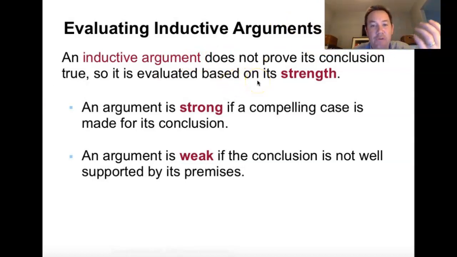Right, so the way we evaluate inductive arguments is just through their strength. It doesn't prove its conclusion; we evaluate it on whether it's a strong argument or a weak argument. It's strong if it makes a compelling case for its conclusion. So that usually includes many premises, basically, many supporting examples. And it's weak if the conclusion is not well supported by its premises.